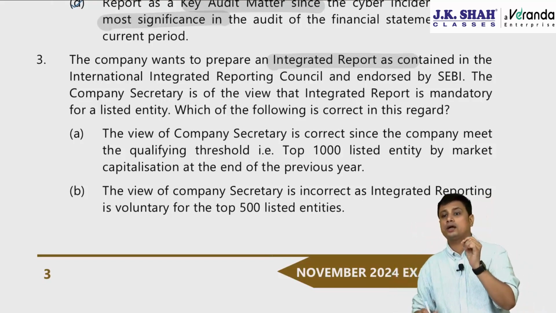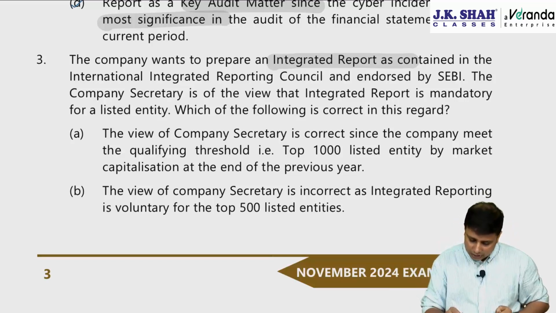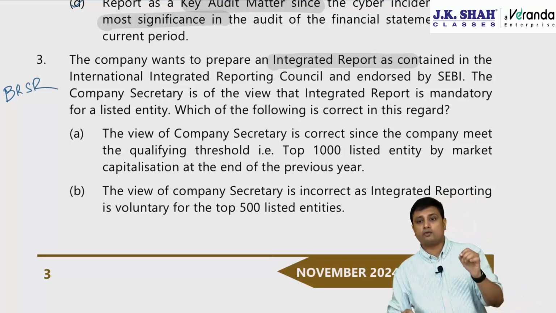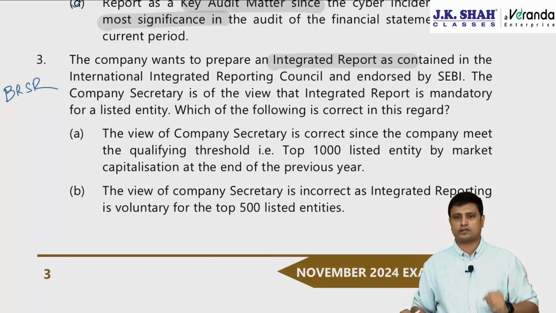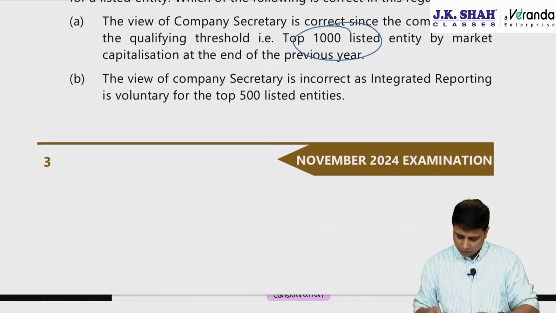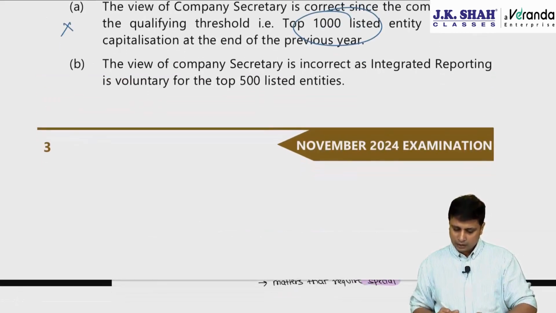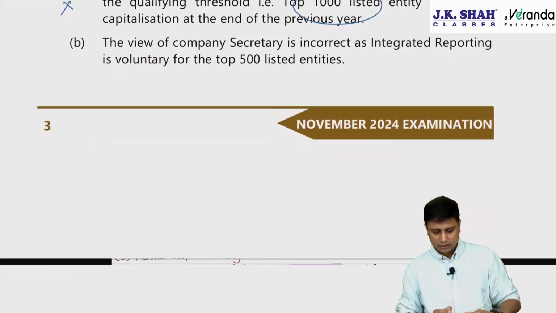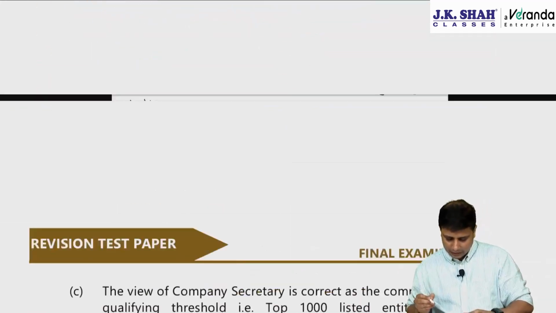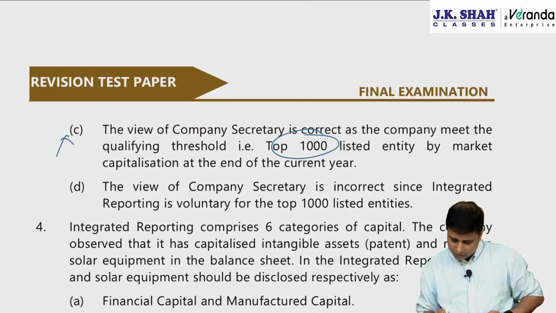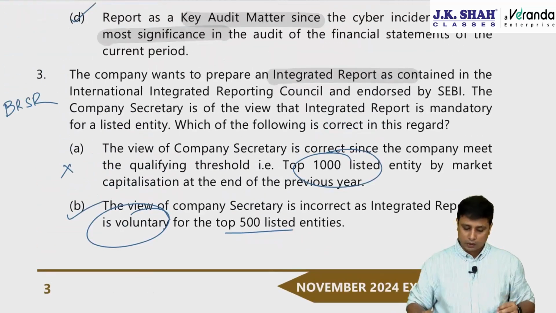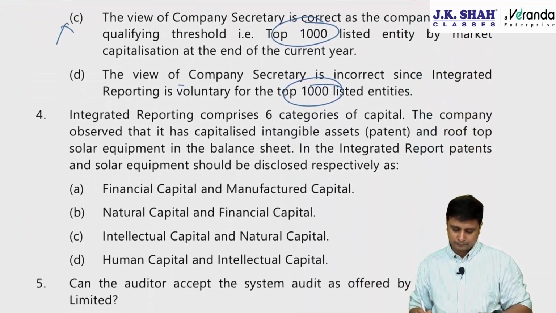Next, the company wants to prepare an integrated report as contained in the International Integrated Reporting Council framework, endorsed by SEBI. Now, this is an integrated report. This is not the BRSR report. The company secretary is of the view that the integrated report is mandatory for listed companies. Which of the following is correct? Now, see, BRSR is applicable for top 1000. So here A cannot be the answer. Now, the view of the company secretary is incorrect because it is voluntary for the top 500. Yes, answer B is the correct answer here. Next, the top 1000 is not correct. Yes, it is again for 1000. So the answer here is 500. 1000 is for BRSR. They are talking about integrated. So the answer here is going to be B.